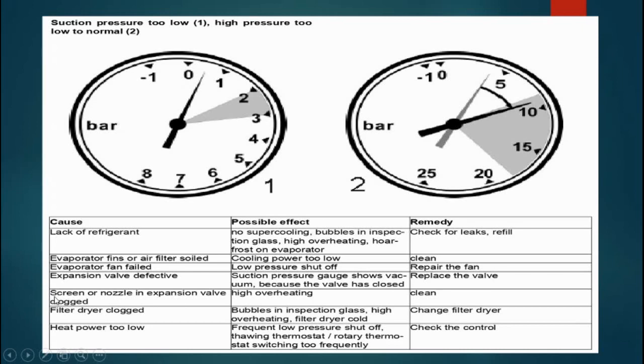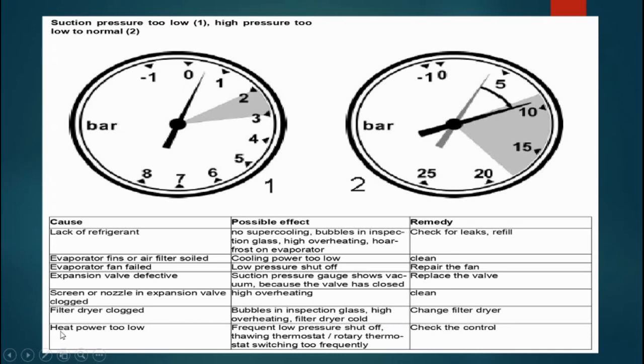And the fifth is the screen or nozzle in the expansion valve clogged. Its possible effect is high overheating. So what is the remedy? Clean the nozzle of the expansion valve. And the sixth is that the filter dryer is clogged. Possible effects are bubbles in the inspection glass, high overheating, filter dryer cold. Change the filter.